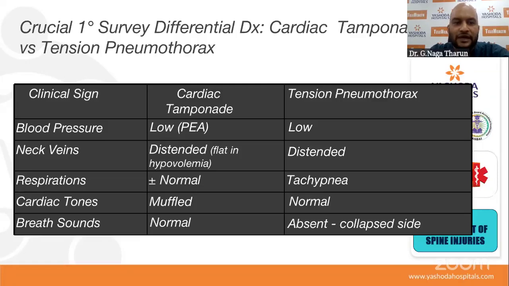And coming to the clinical signs, in cardiac tamponade, blood pressure will be low and patients will present in PEA also, pulseless electrical activity. Neck veins will be distended, respirations will be normal plus or minus, cardiac tones are muffled in cardiac tamponade, and breath sounds are normal. Coming to tension pneumothorax, the clinical signs are: blood pressure is low, neck veins are distended, respiration is tachypnea, cardiac tones are normal, and breath sounds are absent on the collapsed side in tension pneumothorax.